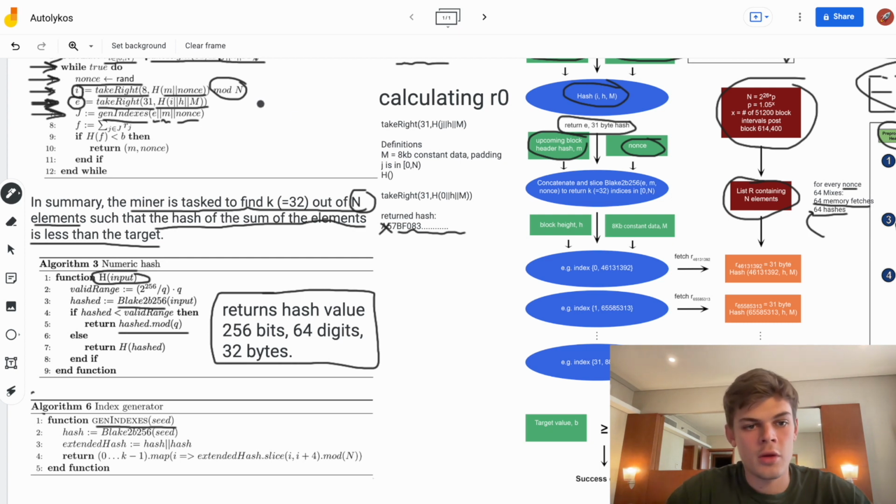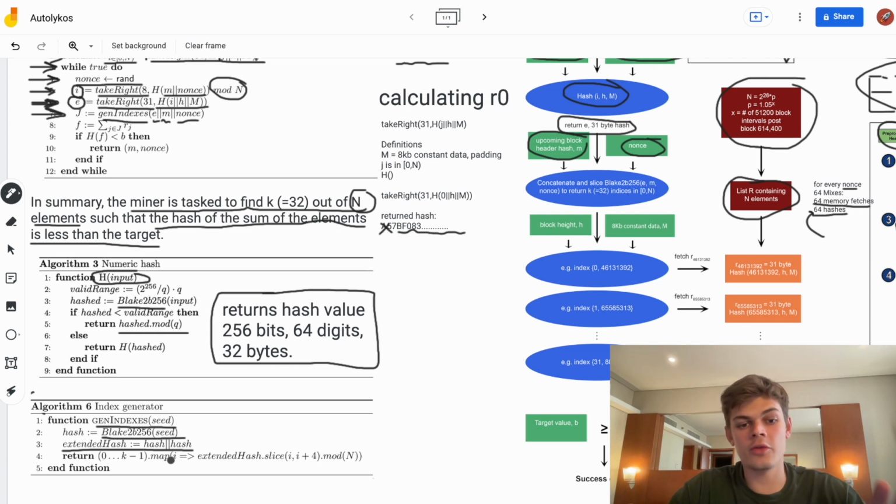But all that happens here, when you're passing these values into the index generator, is that, simply put, a Blake2B256 hash is created with the seed, and the seed is these inputs. An extended hash is then created, which is basically just extending the current hash by itself, concatenating part of it. So as you can see, concatenating the hash and slicing the Blake2B256 hash with these inputs.